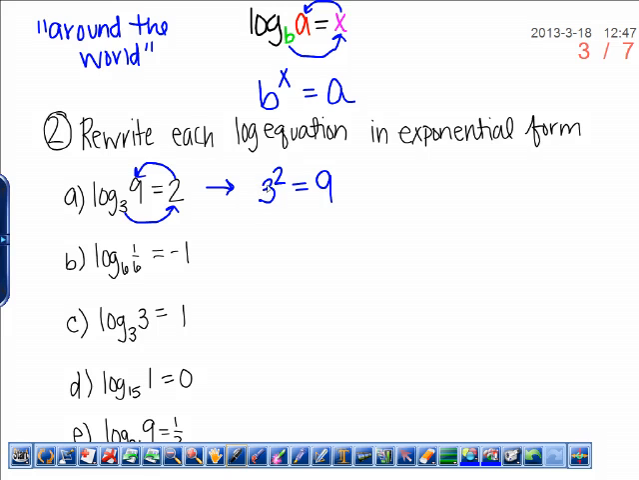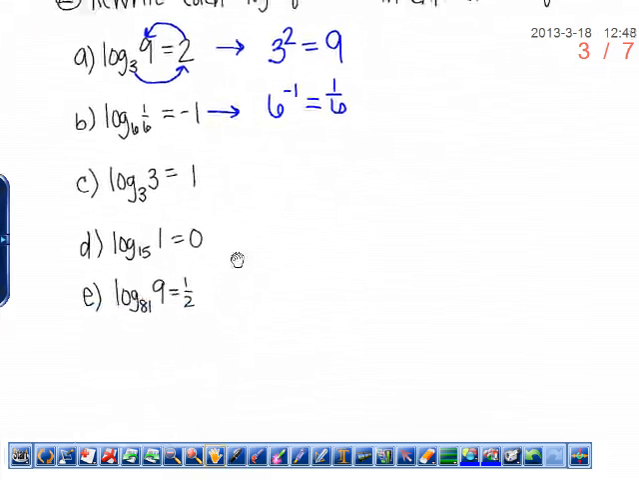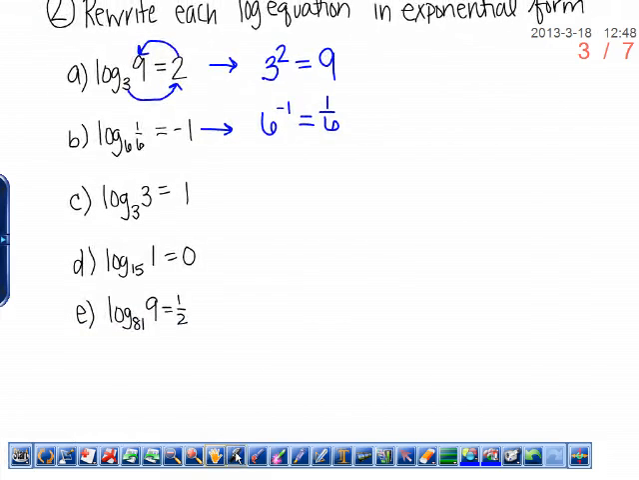Okay. What about b? Log base 6 of 1/6 equals -1. How could I rewrite that as an exponential equation? Awesome. Everyone okay with that? Yep. All right. Go ahead and do the next 3, please.